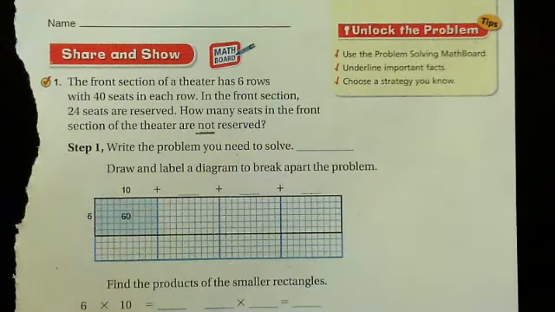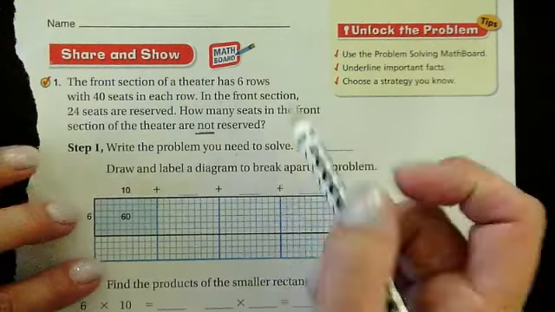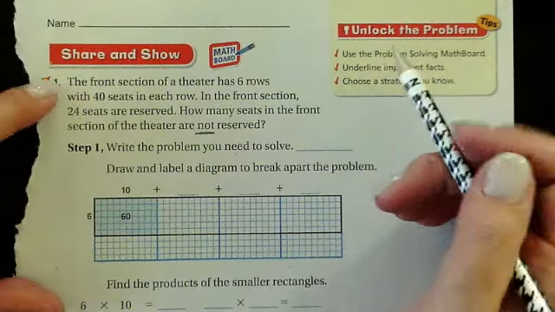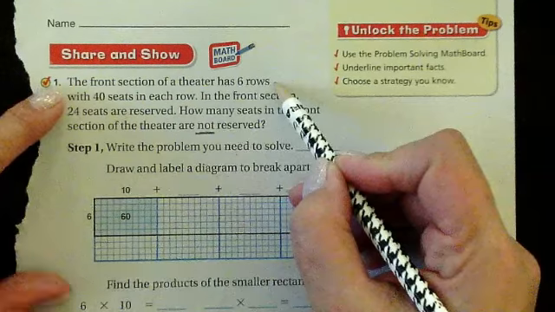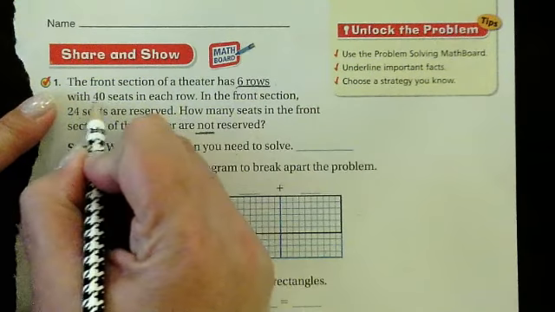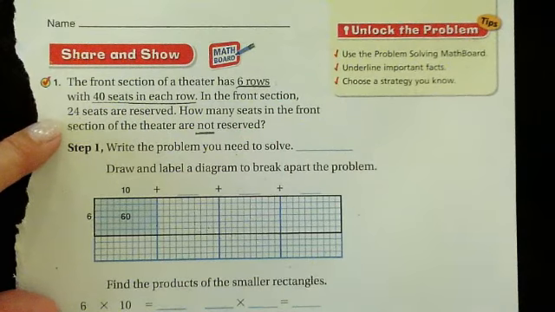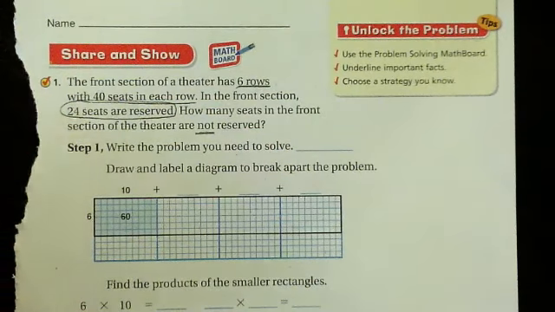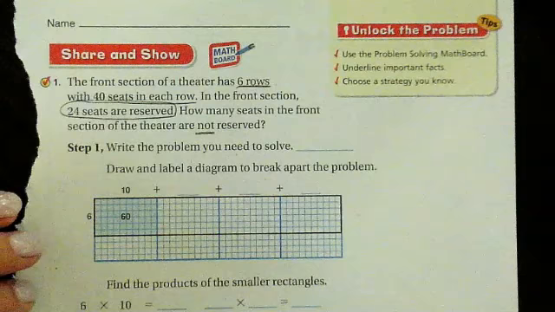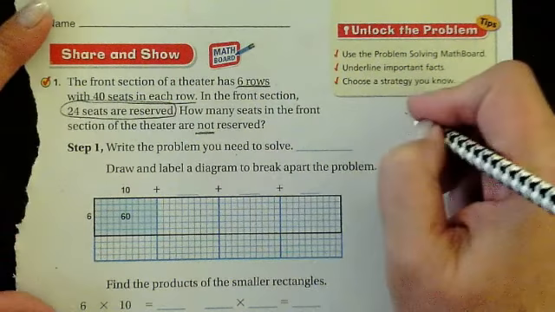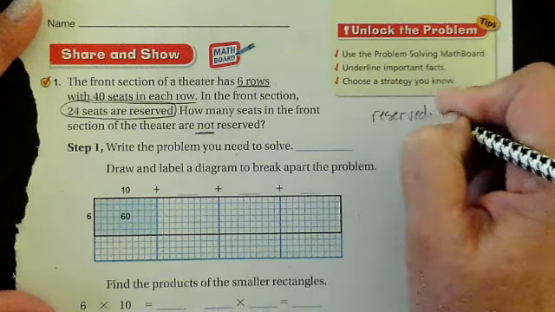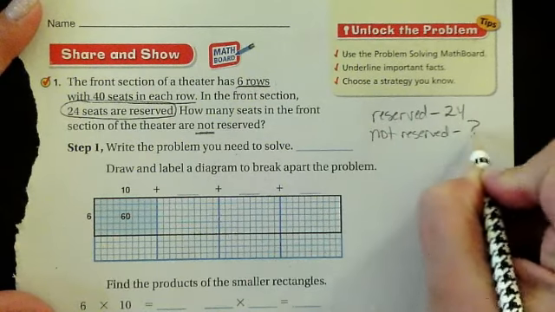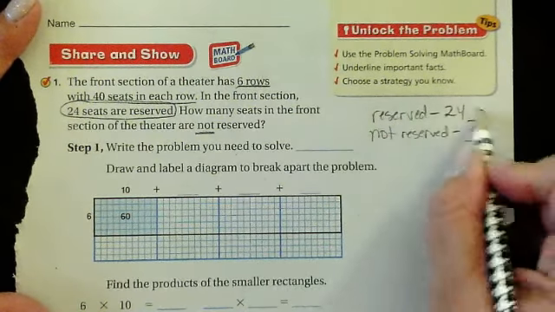Okay, so I'm already sensing that there's more than one step to this problem because I have lots of numbers. So let's read it one more time to get our heads on firmly about what we're doing. It says the front section of a theater has 6 rows with 40 seats in each row. In the front section, 24 seats are reserved. How many seats in the front section of the theater are not reserved? Okay, so I have reserved, there's 24. And then I have not reserved, and I don't know how many there are. So I need to figure this one out, right?